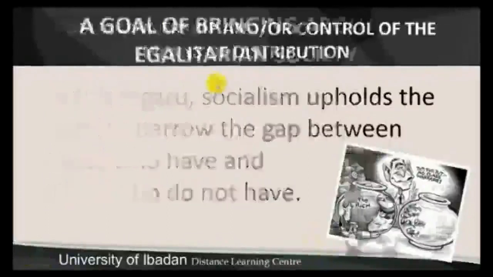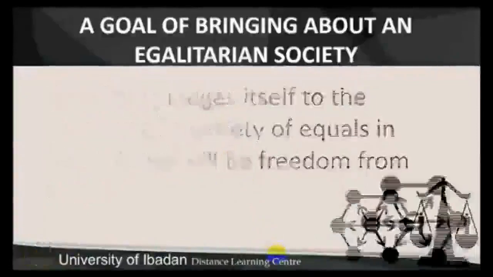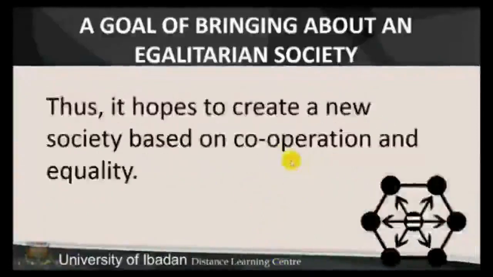A goal of bringing about an egalitarian society. Socialism pledges itself to the creation of a society of equals in which there will be freedom from wants. Thus, it hopes to create a new society based on cooperation and equality. These are the three elements in the definition of socialism. Any definition of socialism or a socialist experiment must therefore contain the three elements.